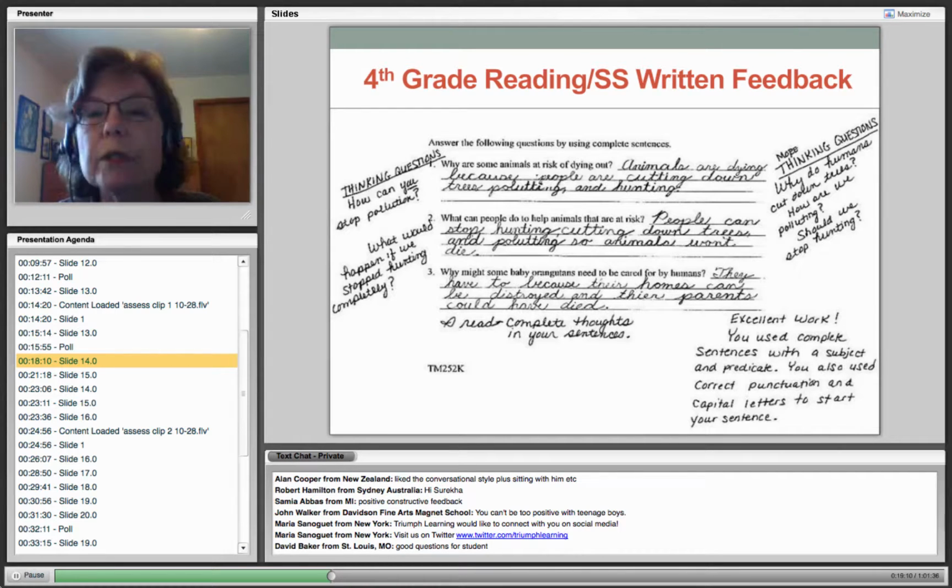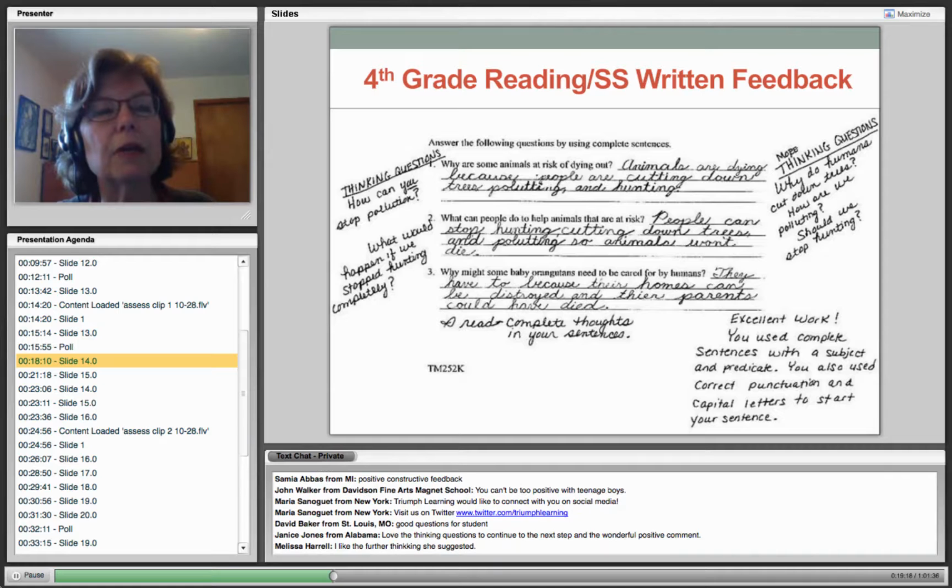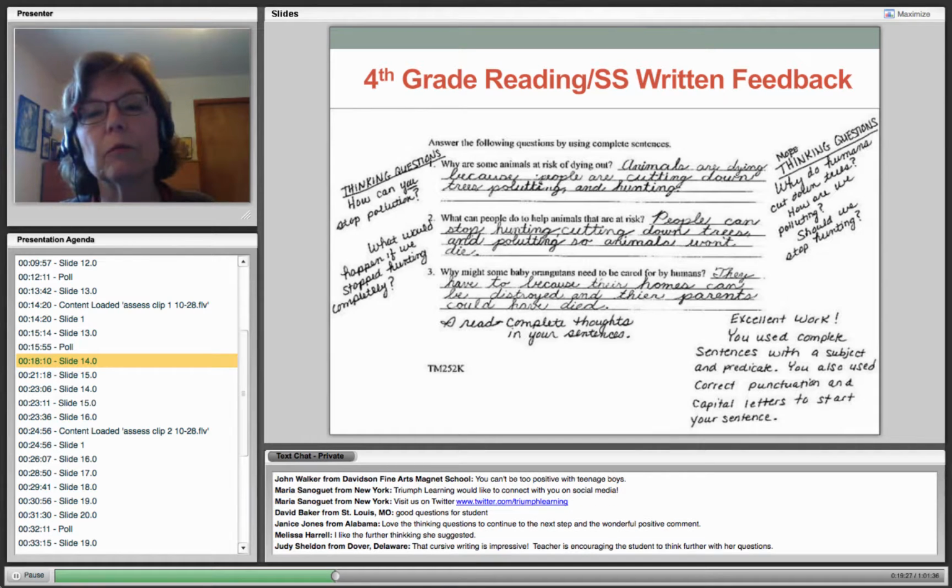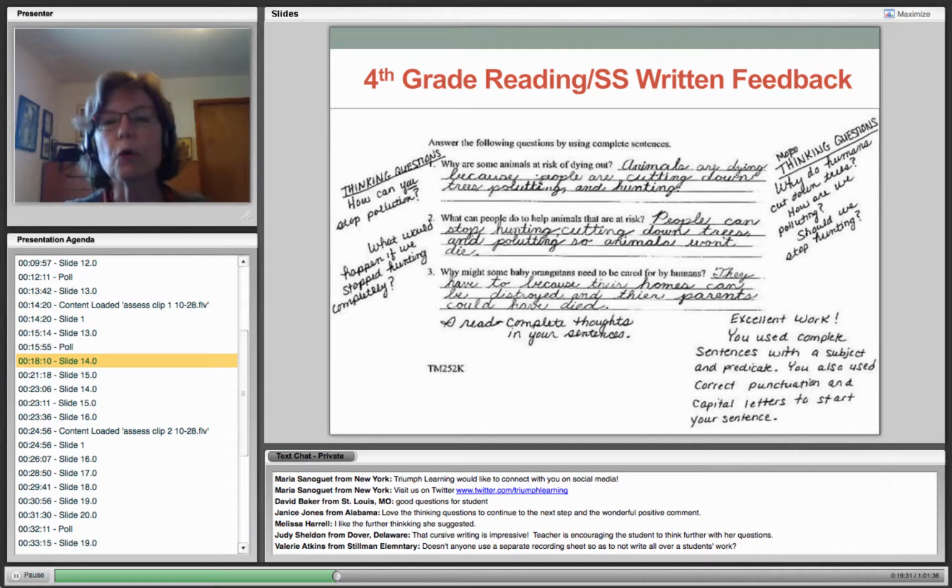Why are some animals at risk of dying out? Animals are dying because people are cutting down trees, and so on, polluting and hunting. And so this student didn't need to do anything further as far as comprehending this story. She didn't need to do anything further really about her use of standard written English. So this teacher did what I thought was brilliant.